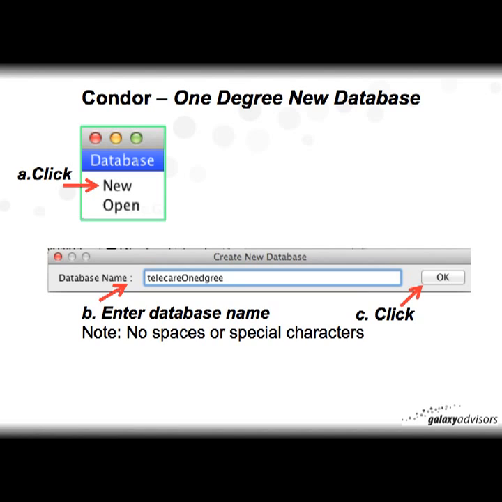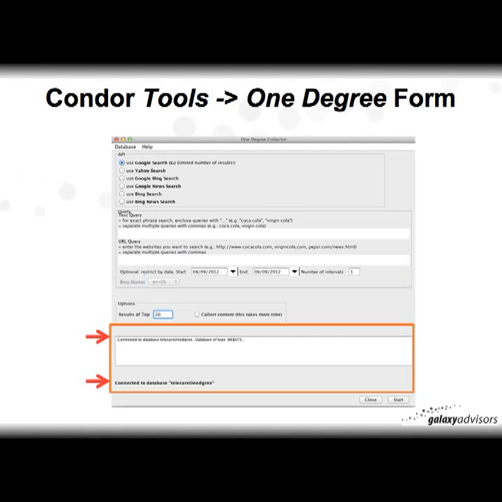The area in green in the upper left, we're going to click on New and enter a new database name. A form is going to pop up, and in this case I'm entering Telecare 1 degree. Then click OK. The important thing again for a database name is that it should not contain any spaces or special characters. And after you create that, you're going to see at the very bottom it's going to say connected to that database and give you the name.